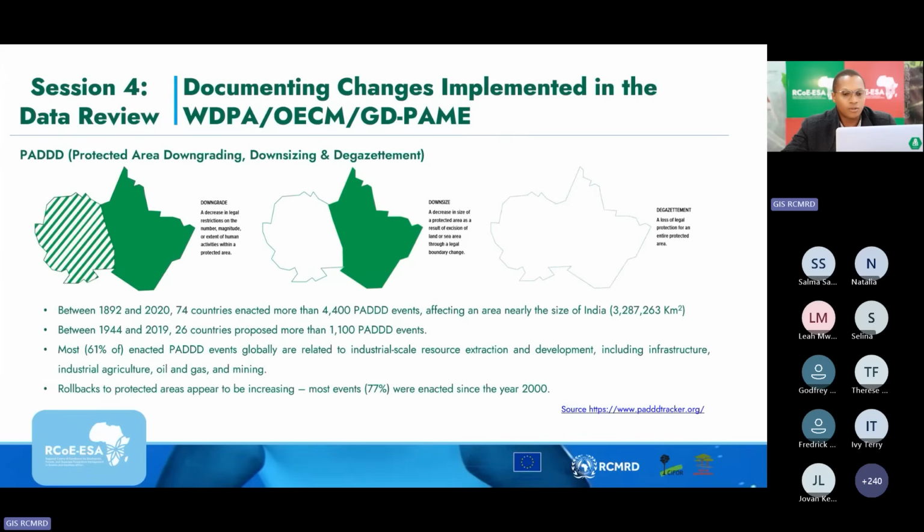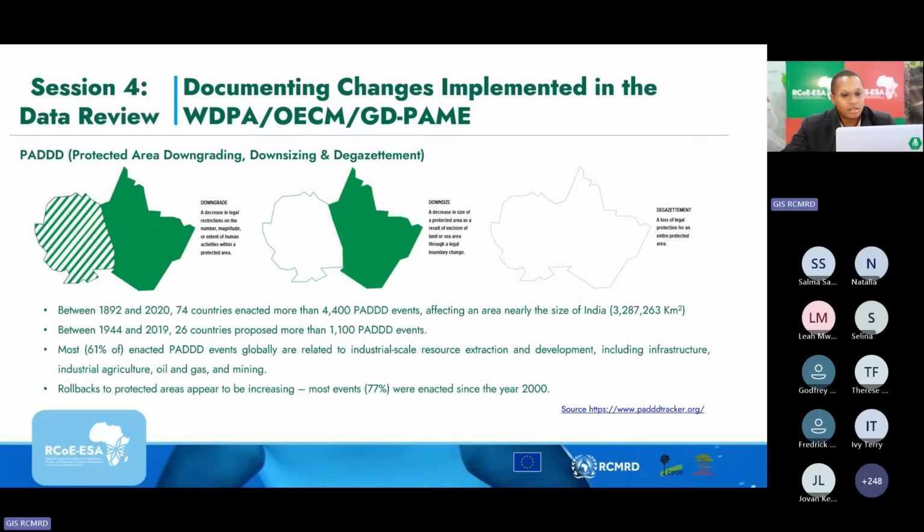Some of the statistics from PAD Tracker show that between 1992 and 2020, 74 countries have enacted 4,400 PAD events, affecting an area nearly the size of India, which is approximately 3.2 million square kilometers. This is quite huge. And between 1944 and 2019, 26 countries proposed more than 1,100 PAD events.